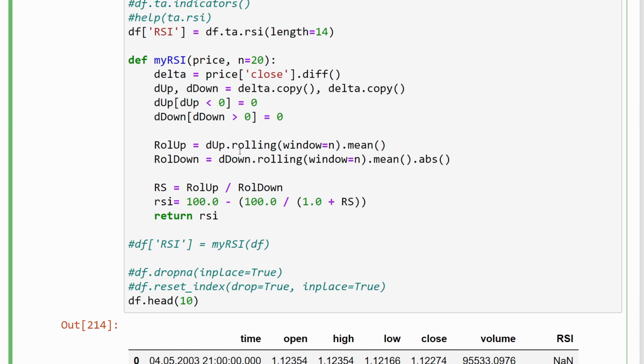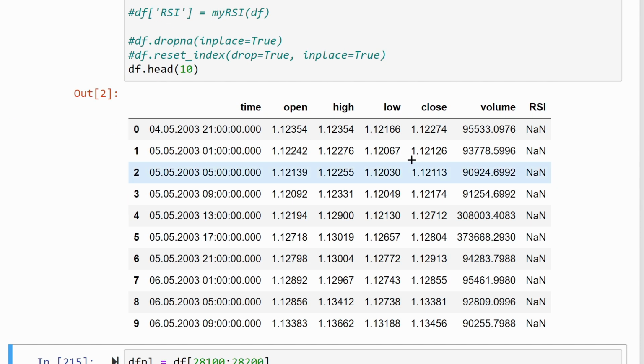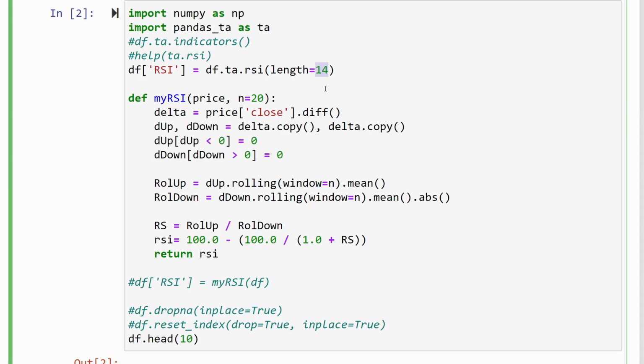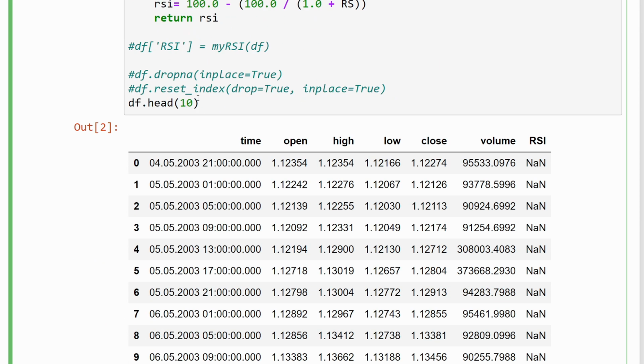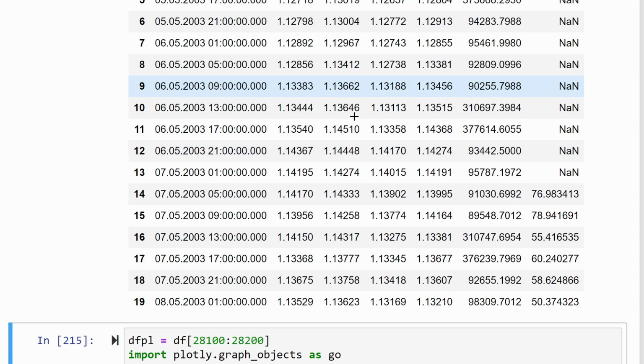So now we can execute and add our RSI to our data. Obviously, the first 10 rows don't have any values because we need at least 14 candles before we start having reasonable values for the RSI. We are using the length parameter, which is equal to 14 here. So in other words, if I'm going to print the first 20 candles, then starting from the 14th candle, I will see that we have an RSI value.